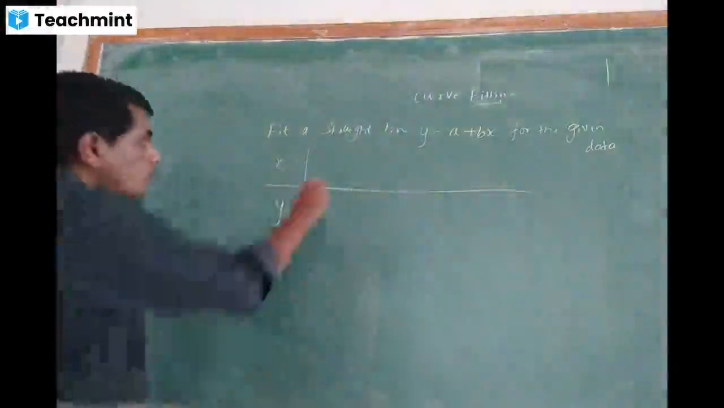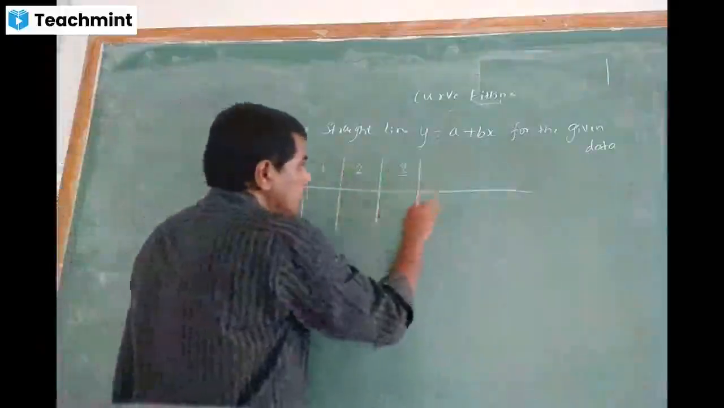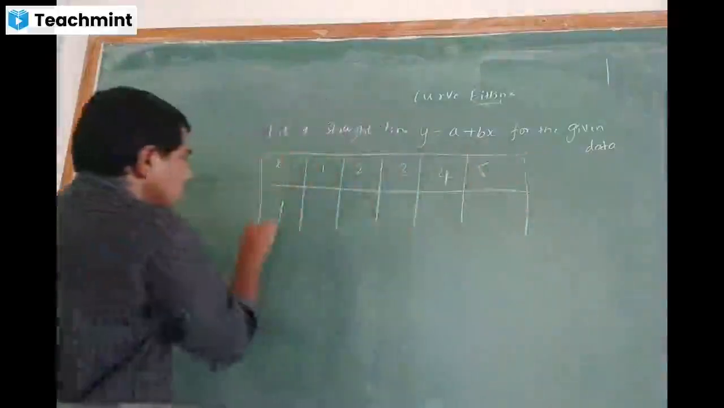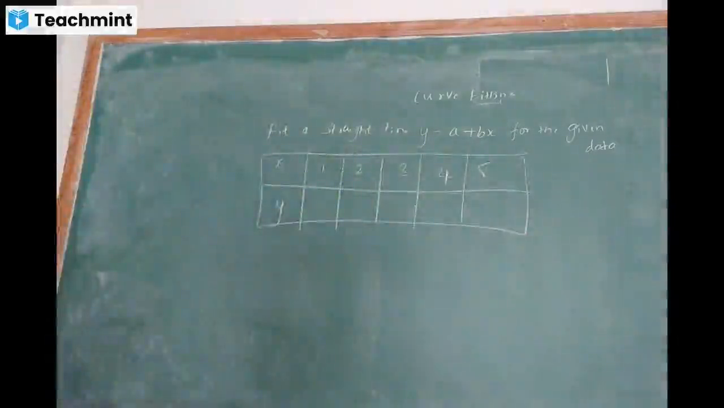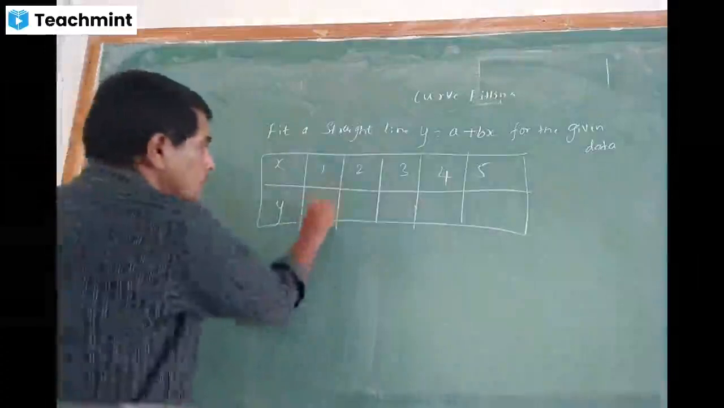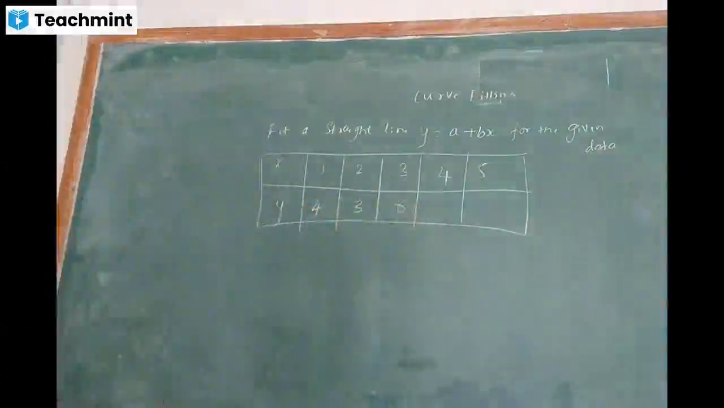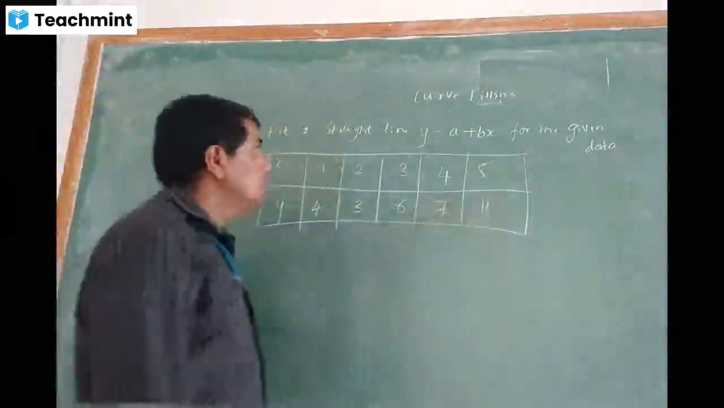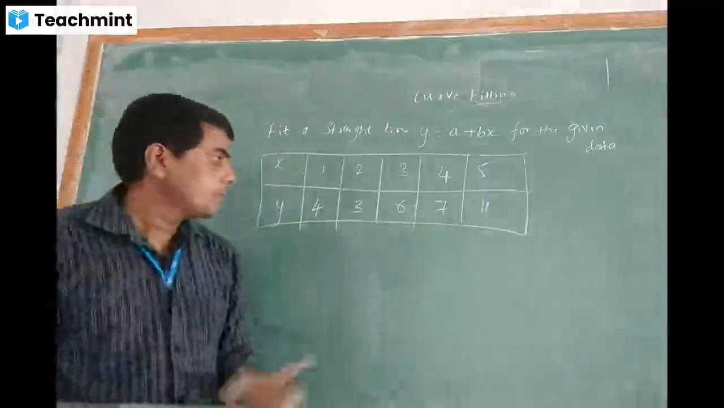The x values are 1, 2, 3, 4, 5, and the y values are 4, 3, 6, 7, 11. So just try to solve it and tell me now.